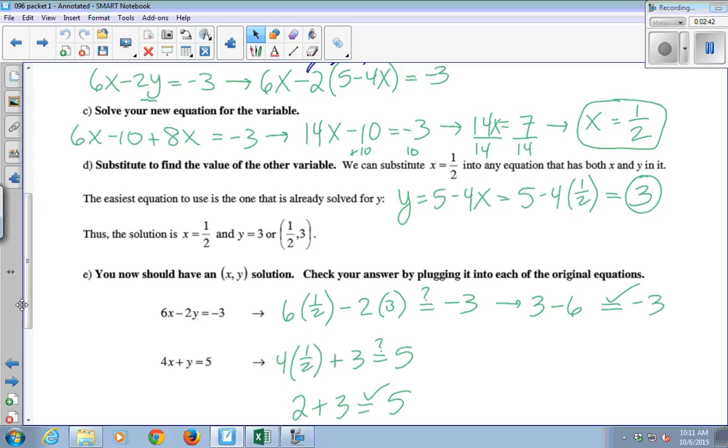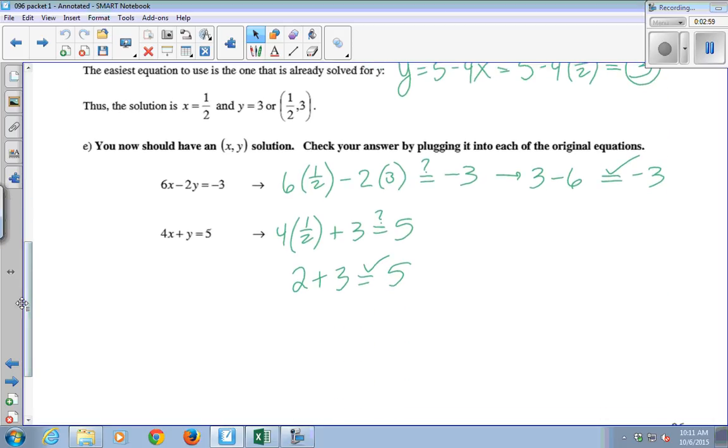And then once you have x, you can substitute the x into any equation that has both x's and y's, substitute in the value for x, and solve for the y. Okay. So that's our substitution method. And then to check, you take your two equations, plug in the values for x and y, and make sure both equations are true. So you can always check if you did it right.